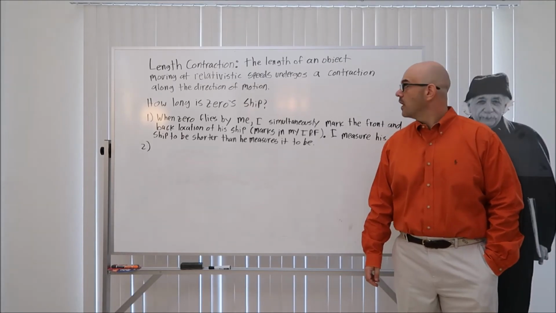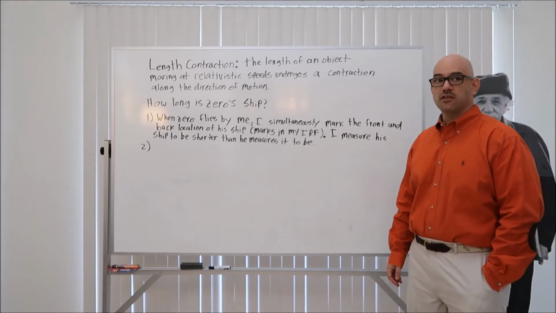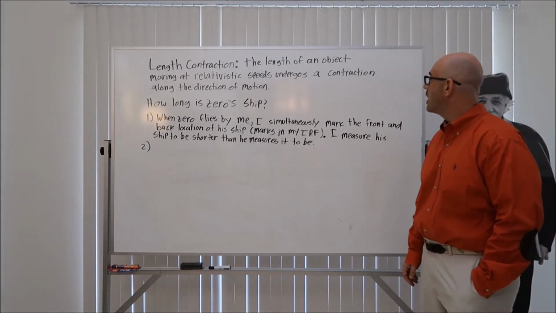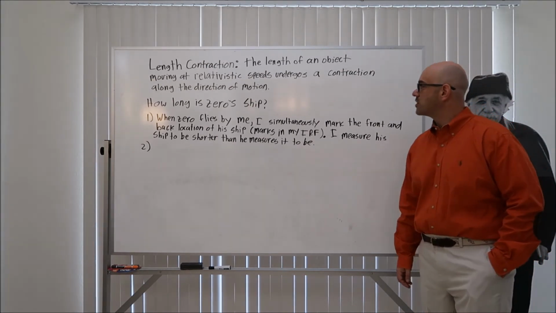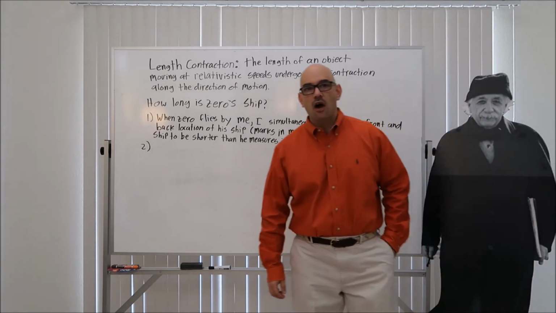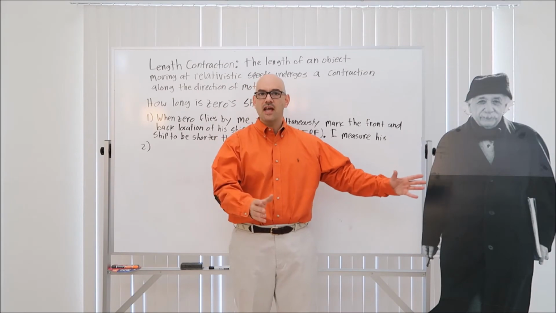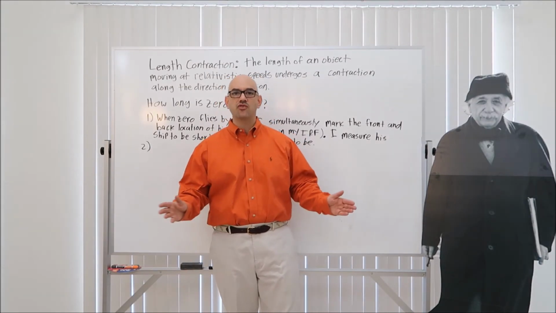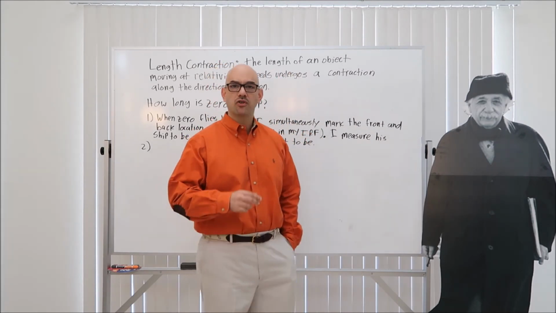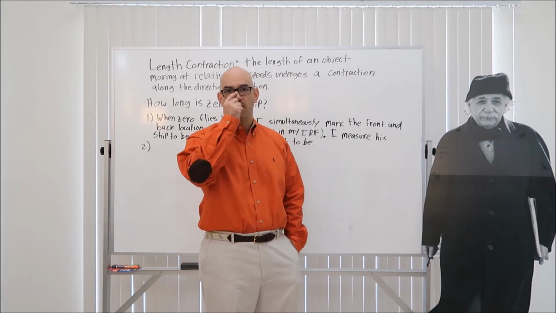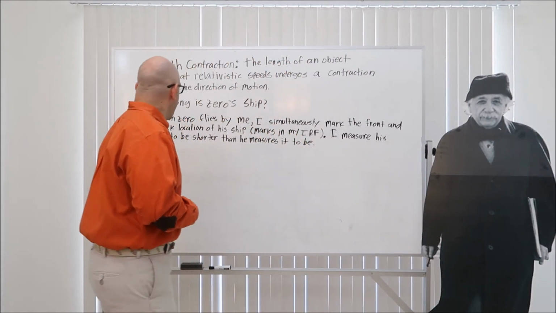Length contraction. Length contraction is one of the 4 parts of relativity that I talked about. So let's read what length contraction is. The length of an object moving at relativistic speeds undergoes a contraction along the direction of motion. So if I'm at rest in my own inertial reference frame and somebody flies by me, I will see that they shrink in the direction of motion, and they shrink proportional to gamma, the Lorentz factor, 1 divided by the square root of 1 minus beta squared.